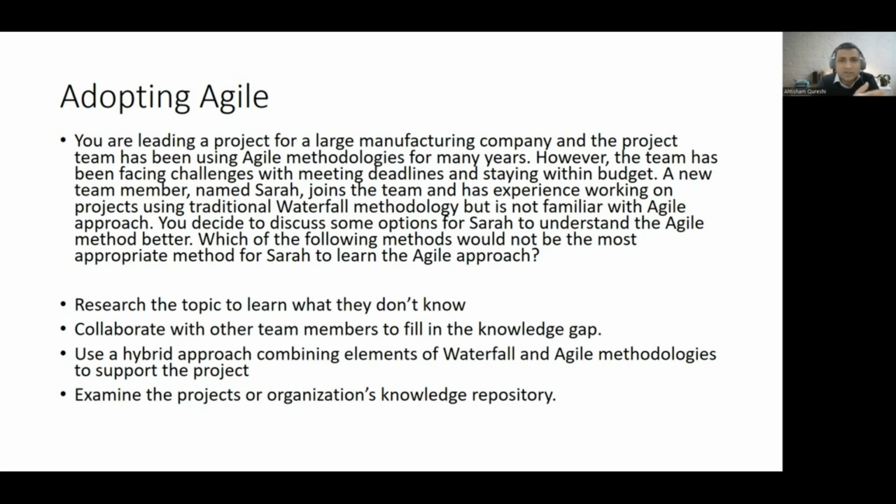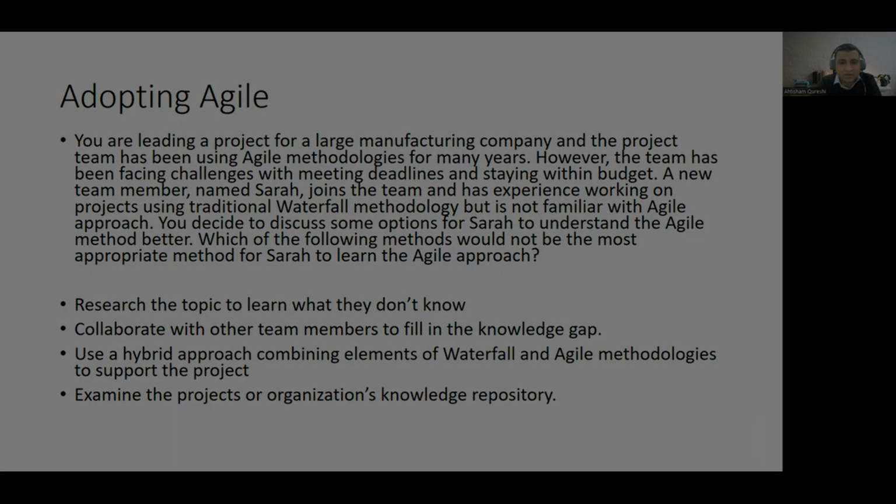So Sarah is quite unfamiliar with the agile approaches. She joined from an organization which is using traditional or predictive approaches, and your organization is purely mature in agile. Now, what is your suggestion for Sarah? What is the most effective way for Sarah to learn agile out of the following four options? Research the topic to learn what they don't know. Collaborate with the team members to fill in the knowledge gap. Use a hybrid approach of mixing waterfall and agile methods to support the project, and examine the project's or organization's knowledge repository. So she should look into the organizational repository for more information. What do you think?